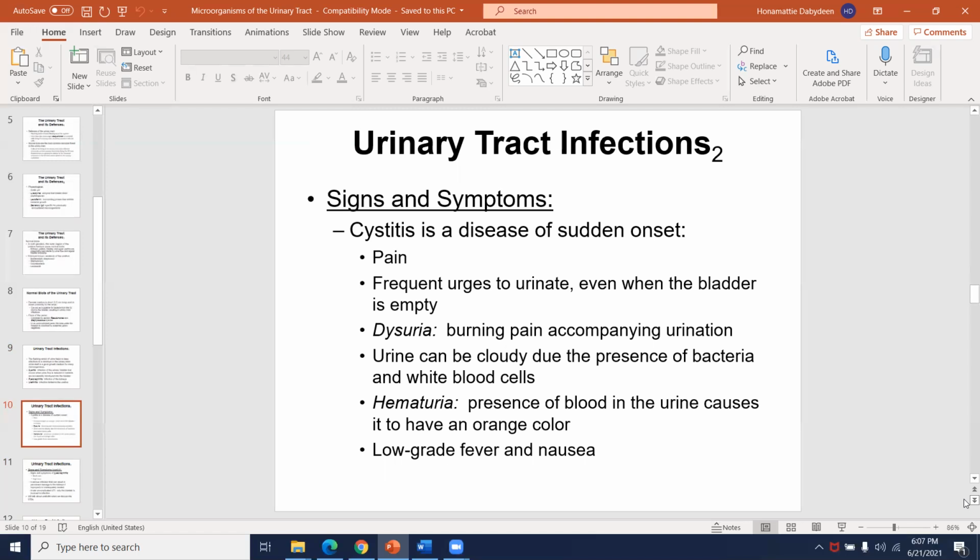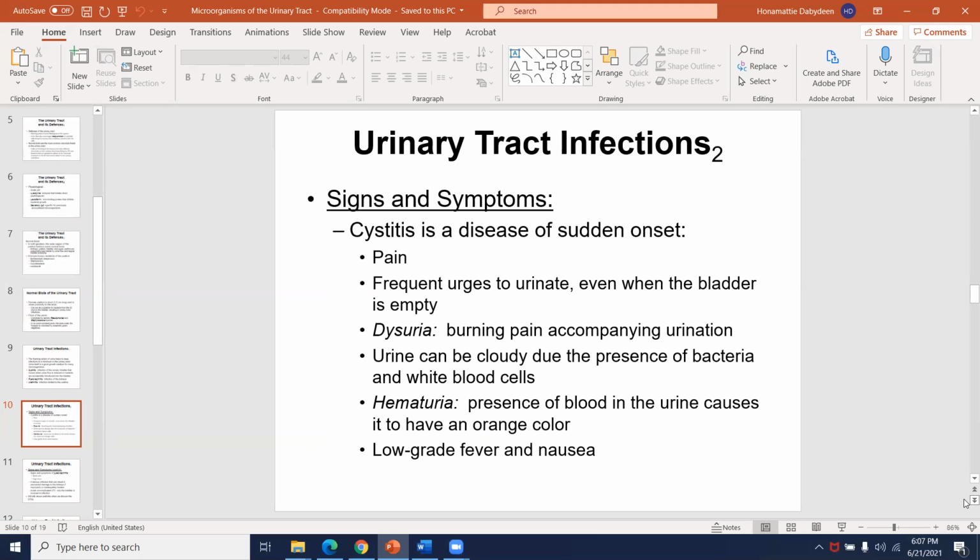It should be coming. Now, with cystitis, usually you'll end up with some pain. But one of the biggest problems there is that you want to urinate all the time. Frequency, they call it. And even when the bladder is empty, you still want to go. You have that urge to go. It's almost like the bladder is telling you, something is here that I don't want. Get rid of it and try to flush it out. Dysuria, a little burning pain accompanying urination, or sometimes difficulty urinating.